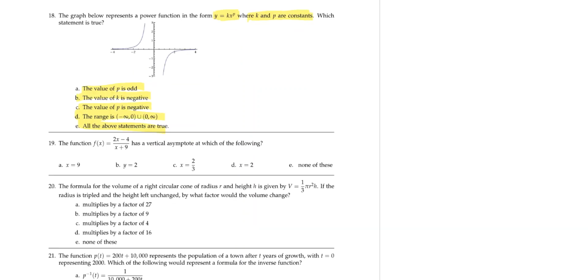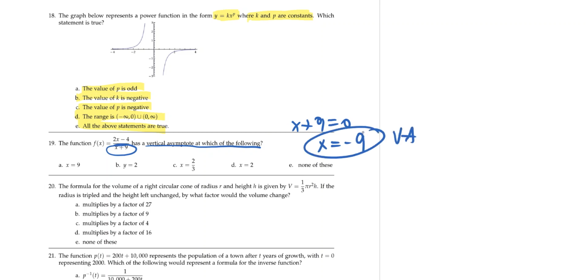This is a rational function, and the vertical asymptote is whenever the denominator is 0. So x plus 9 equals 0 gives you that x equals negative 9. So this is the vertical asymptote. So the answer would be that. Oh, no, it's not that. See, I would have lost some points here because it's x equals negative 9. So the answer is none of these.